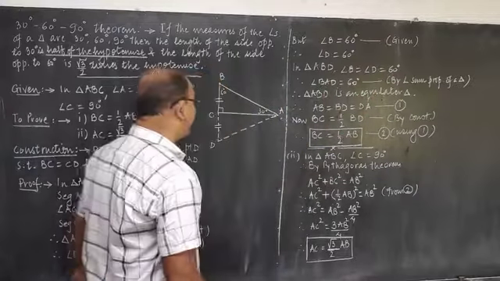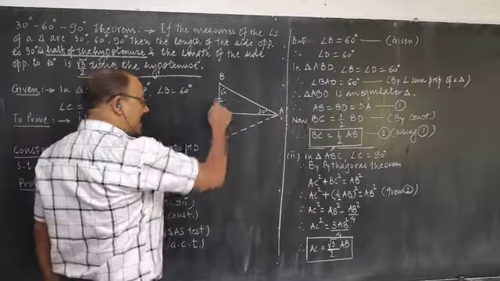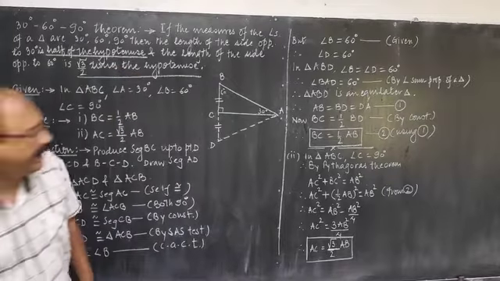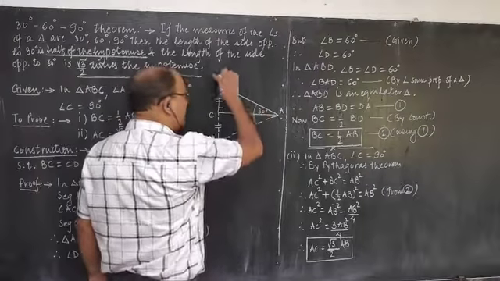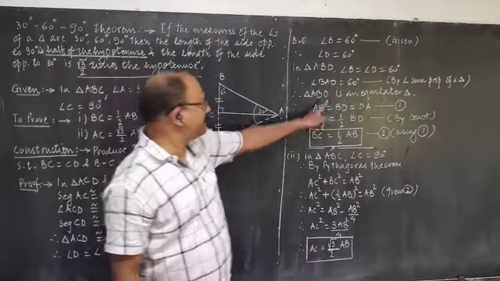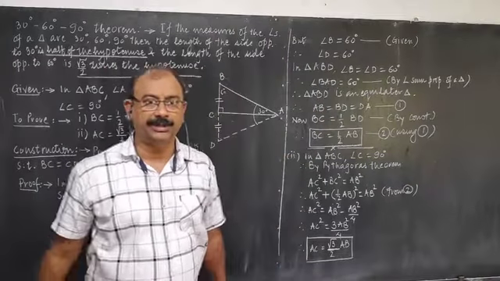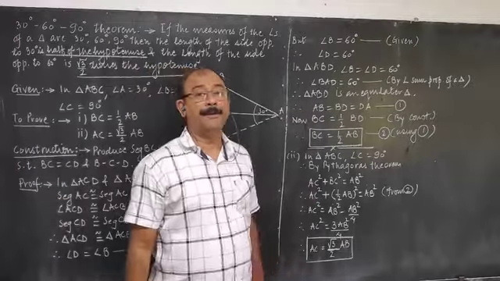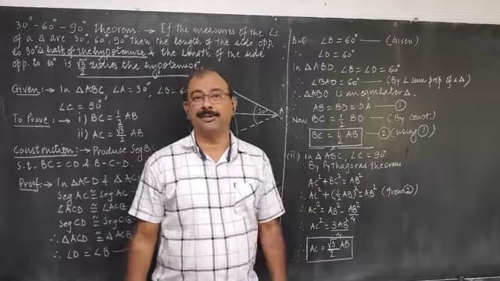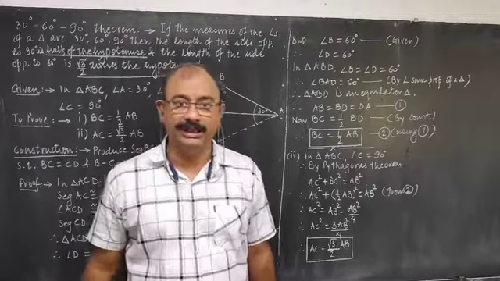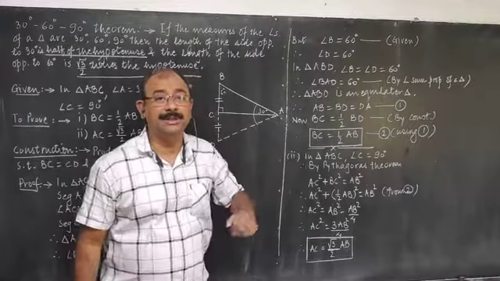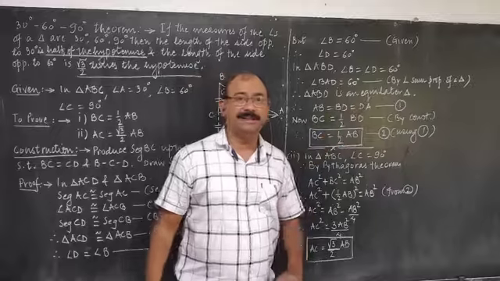Therefore angle BAD, I am considering the largest triangle ABD. This angle is a 60 degree angle, this angle is a 60 degree angle, and therefore angle BAD will also be a 60 degree angle by angle sum property. Therefore the triangle is an equilateral triangle, because in an equilateral triangle all angles are 60 degrees. If it is an equilateral triangle, what is the next conclusion? All three sides are equal. I have written all three sides are equal.